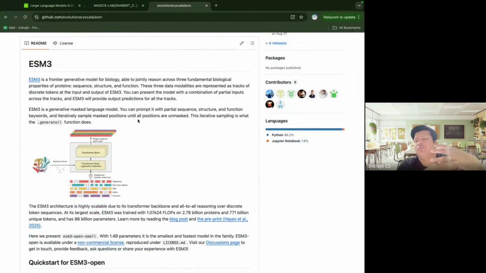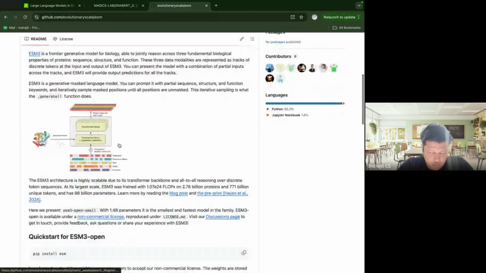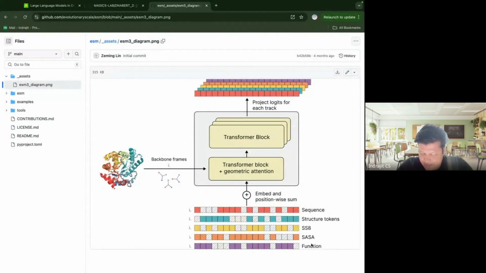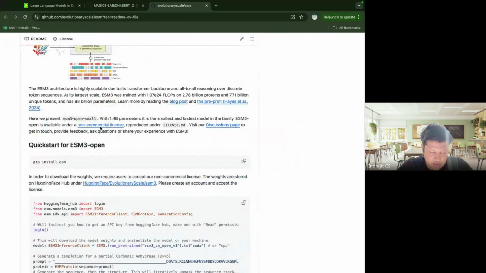Earlier it was like 30 million. Now you can see ESM3, which is a generative model for biology, able to jointly reason across three fundamental biological properties of protein: sequence, structure, and function. So you can see that it takes sequence, structure, SSA, and function, and that goes through the transformer block, and you provide backbone frames, and the transformer block is able to identify the proteins, or I understand the protein. So this is very much scalable due to the transformer backbone, and it has been trained with like 98 billion parameters. That's a lot.